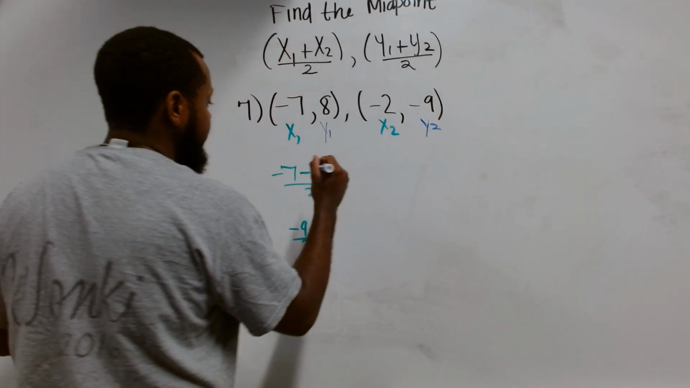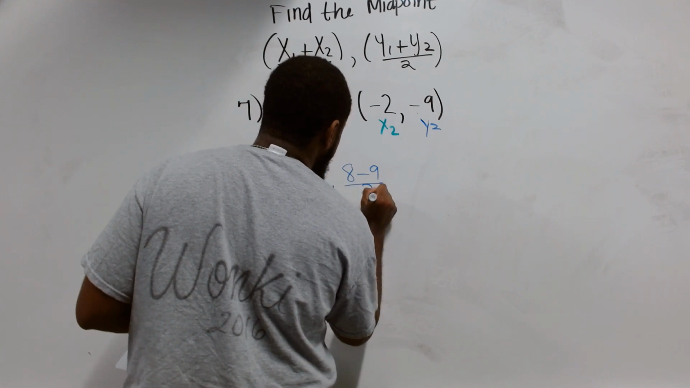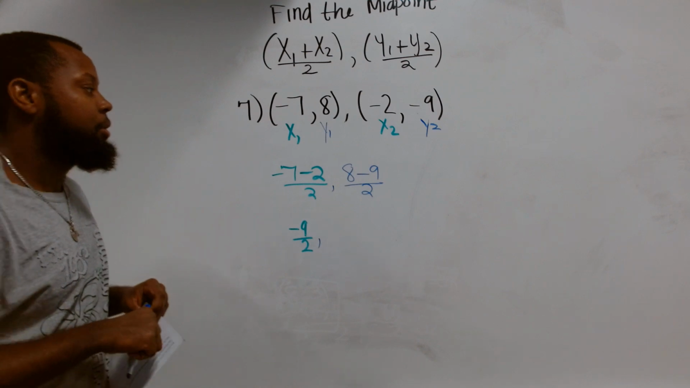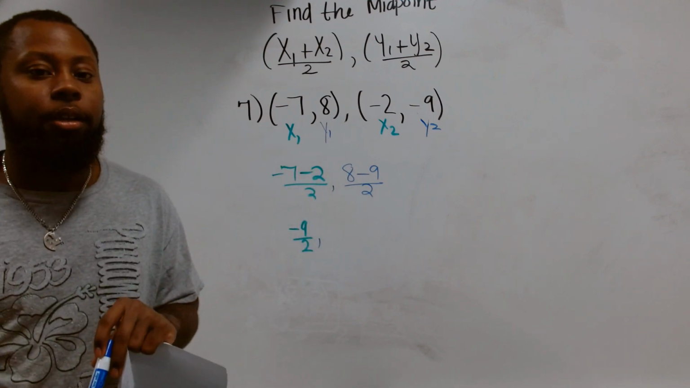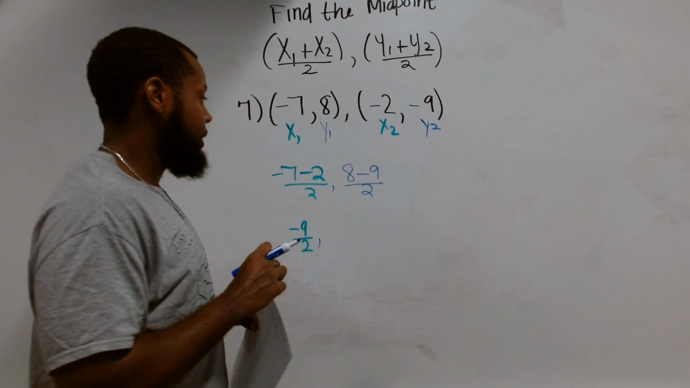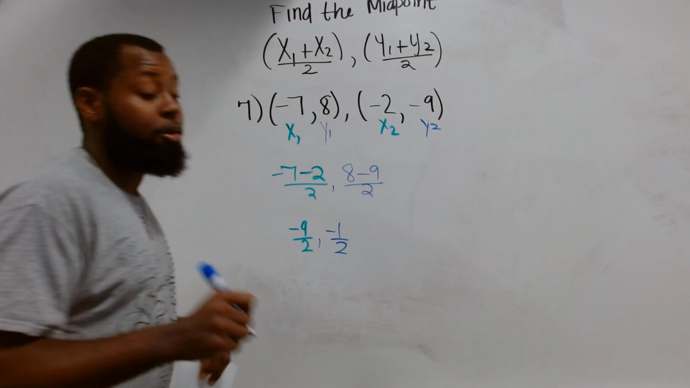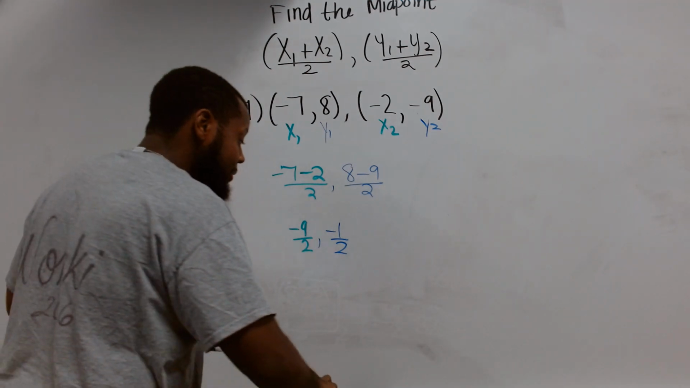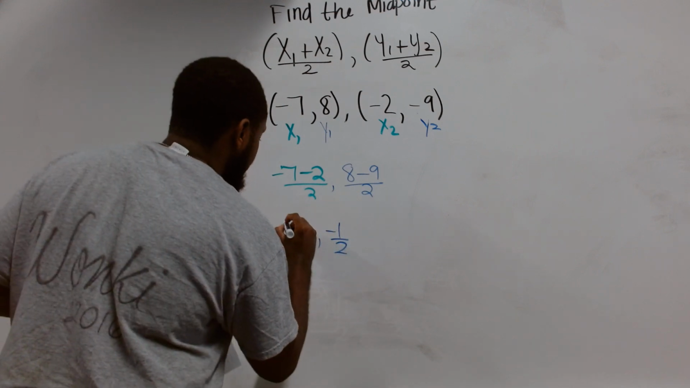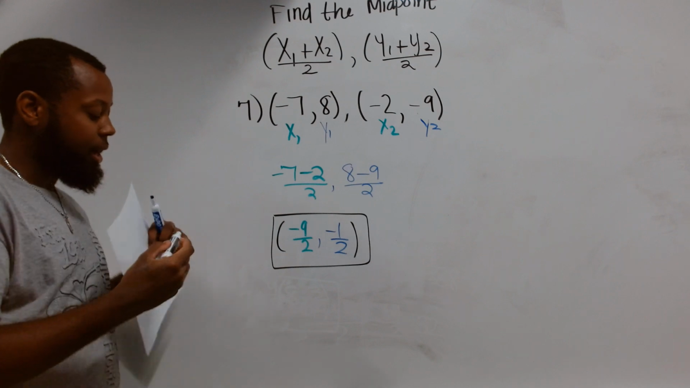Now let's solve our y's. We have 8 minus 9/2. Okay, same will apply. You have $8 in your bank. You spend $9 on Amazon. How much you owe your bank? You owe them $1. And because 2 cannot go into an odd number, you will leave it as a fraction. So, -1/2 will be your answer for your y.